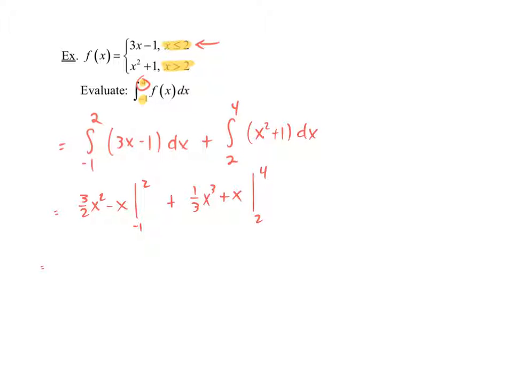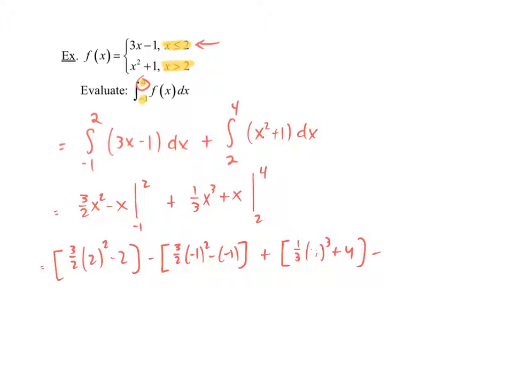Okay, continuing here, this would be 3/2 of 2 squared minus 2, subtract, and plug in -1, so 3/2 times -1 squared minus -1. And then plus my second integral, so that's going to be plugging in my upper bound, 1/3 of 4 cubed plus 4, minus plugging in 2, 1/3 of 2 cubed plus 2.